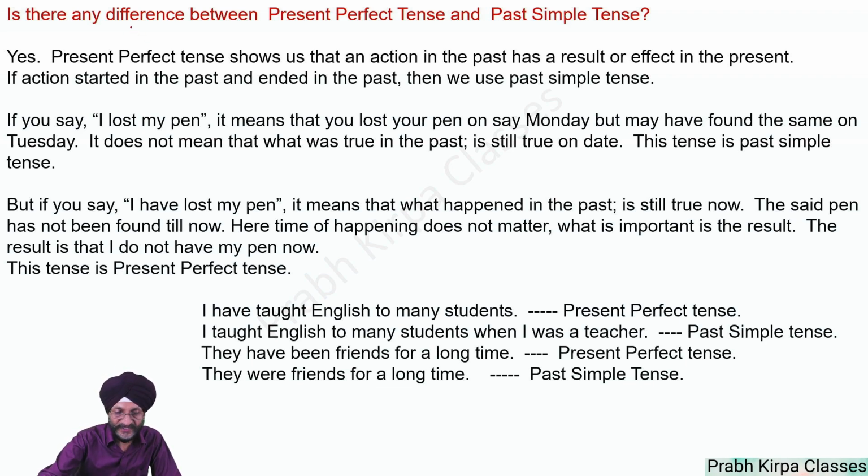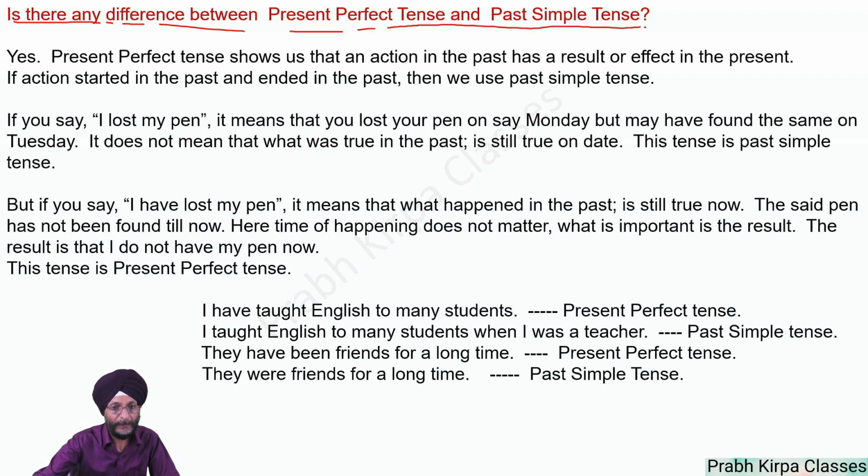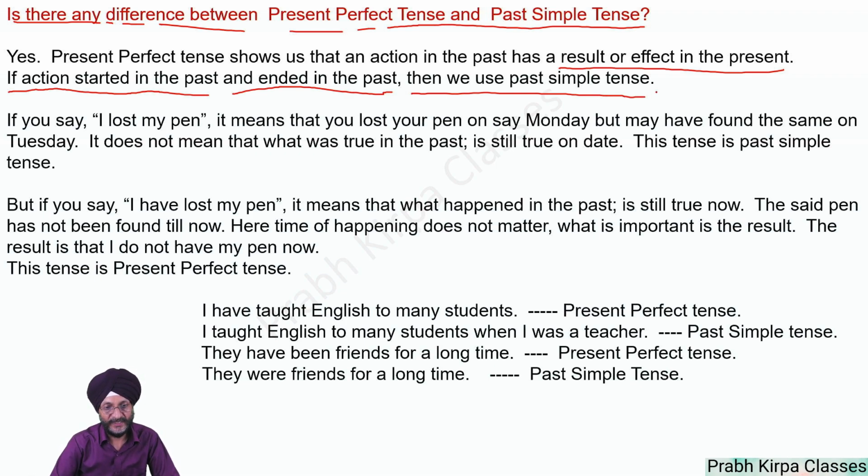Now the question arises, is there any difference between present perfect and past simple tense? Yes, there is a difference. Present perfect tense shows that an action in the past has a result or effect in the present. If an action started in the past and ended in the past, then we use past simple tense. Let us understand this concept with the help of an example.